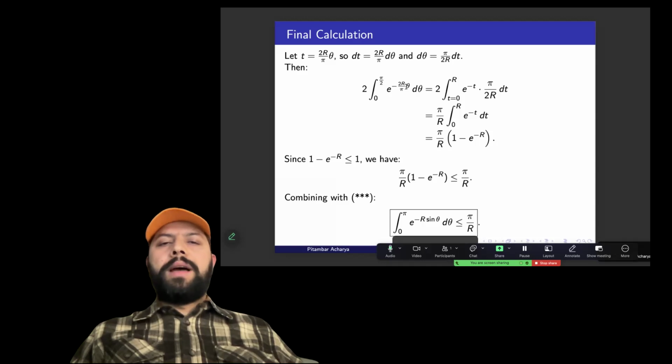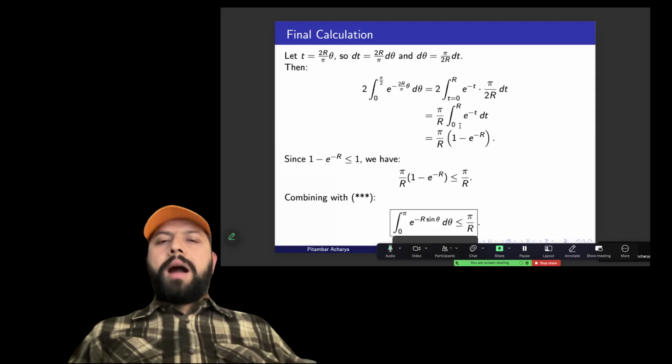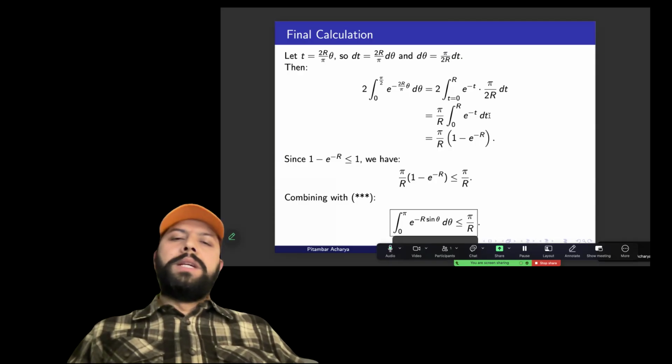And now the integrand is in terms of t. So replacing this theta in terms of t, we have e to the negative t multiplied by this d theta, which is replaced by pi over 2r times dt. So pi is a constant. This 2 and 2 cancel out. So r is a constant, it comes out. So now the integral is from 0 to r of e to the negative t dt.